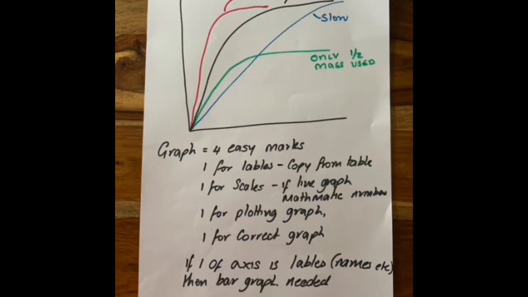Reaction rate graphs. Steeper the graph, the faster the reaction. Shallower the graph, the slower. If we're only using half the mass of one of the reactants, we'll only produce half the product. And when the graph line goes flat, that is when the reaction has finished. You get 4 marks for the graph, 2 of them for reading something. Stupid not to do them.